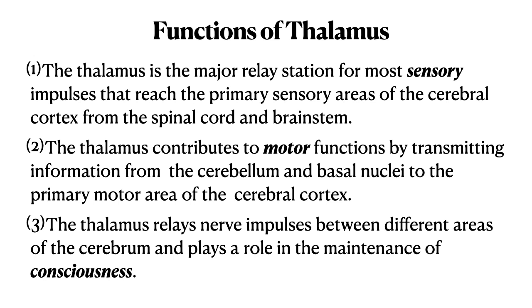The thalamus also contributes to motor function by transmitting information from the cerebellum and basal ganglia to the motor area of the cortex. The thalamus relays nerve impulses between different areas of the cerebrum, and it also plays a role in the maintenance of consciousness.